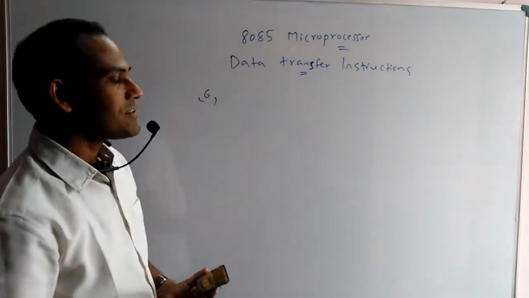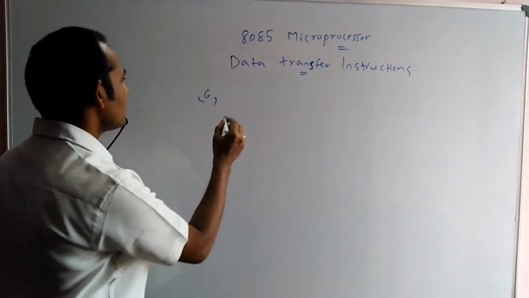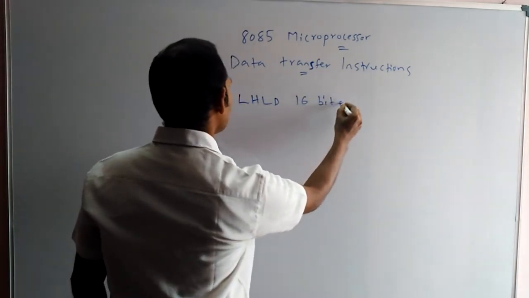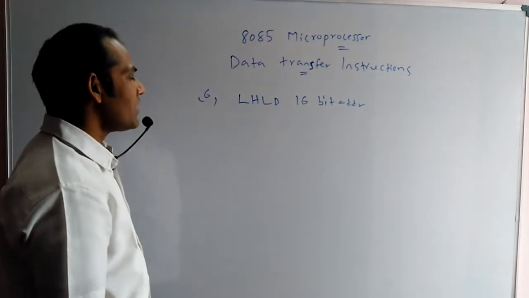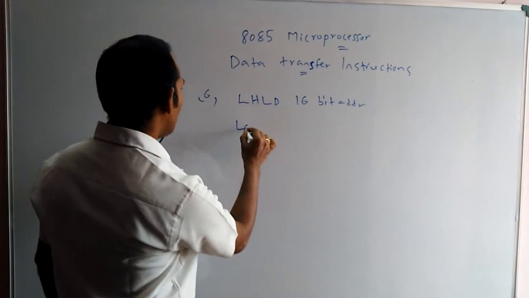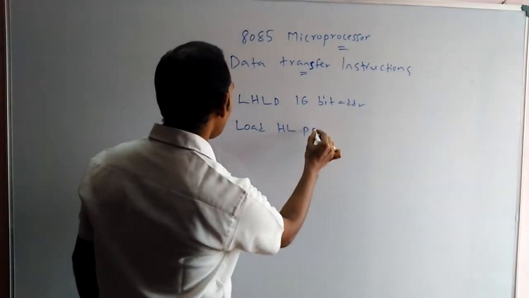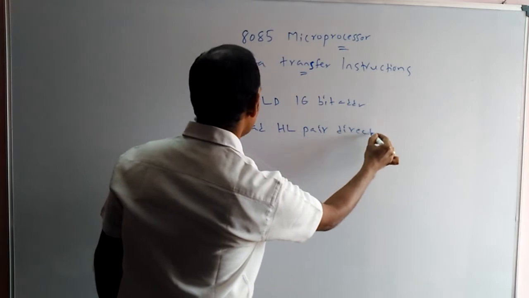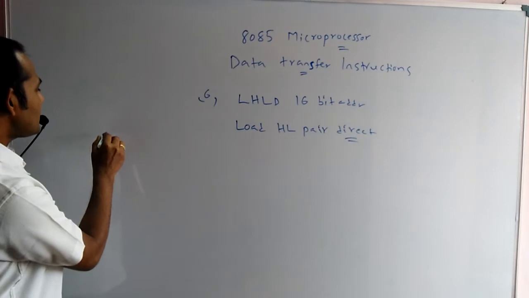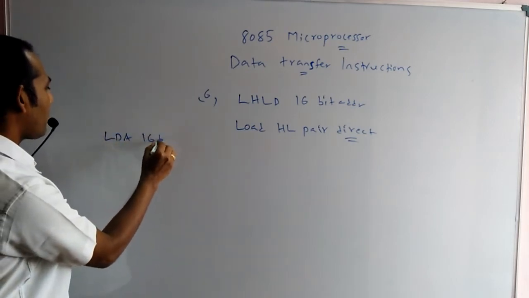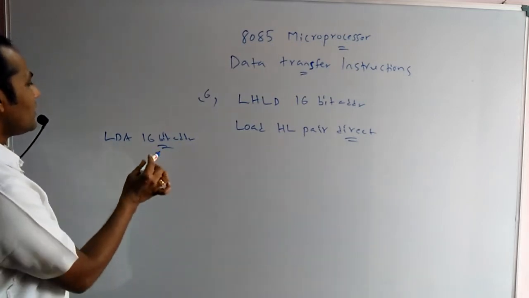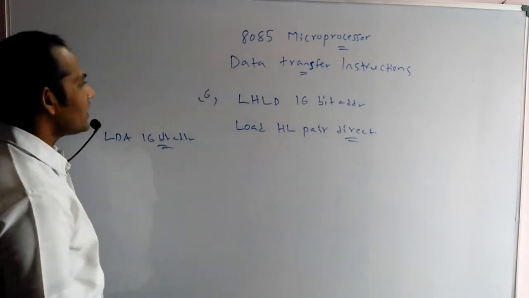The 6th data transfer instruction is LHLD 16-bit address. Here the meaning is load HL pair direct. In the previous lecture, we discussed LDA. It is similar to the LDA instruction. Here, one byte is copied into the accumulator.